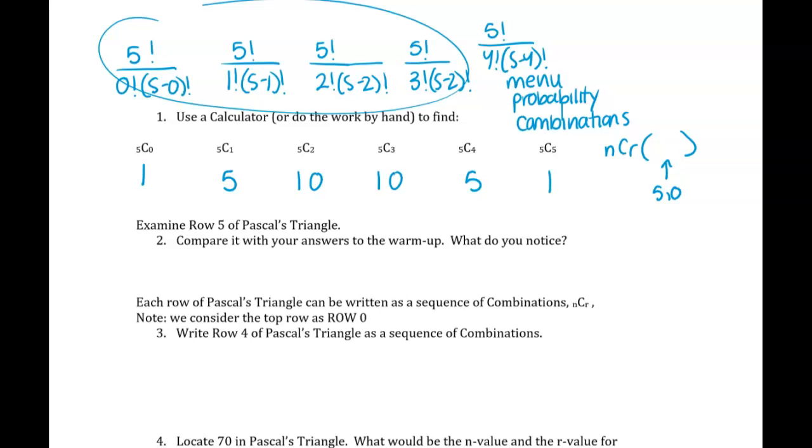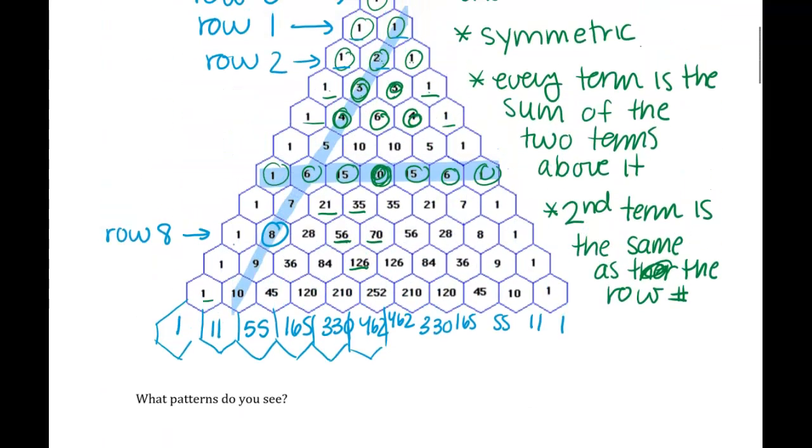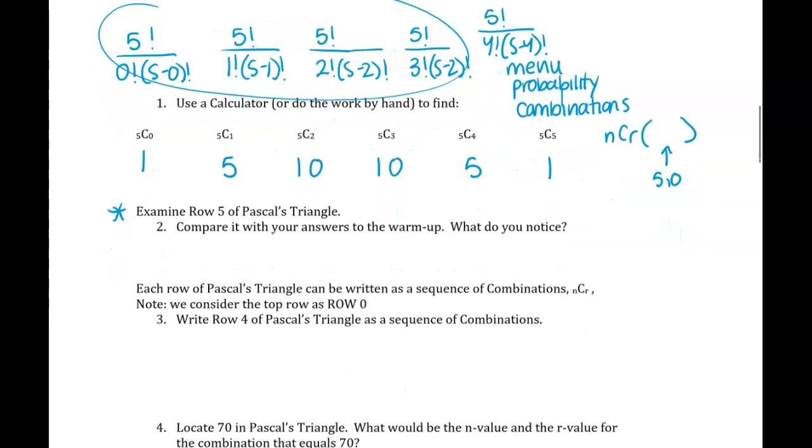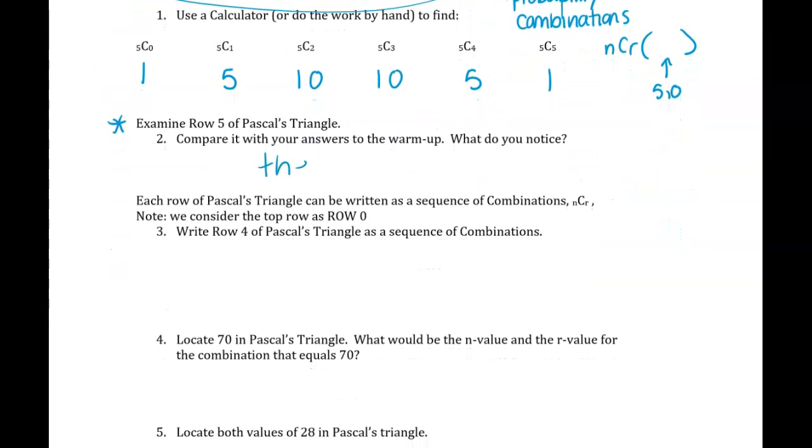So let's examine row 5 of Pascal's triangle. 1, 5, 10, 10, 5, 1. Let's look at row 5. Oh, look, it's 1, 5, 10, 10, 5, 1. They're the same. Okay, the same.